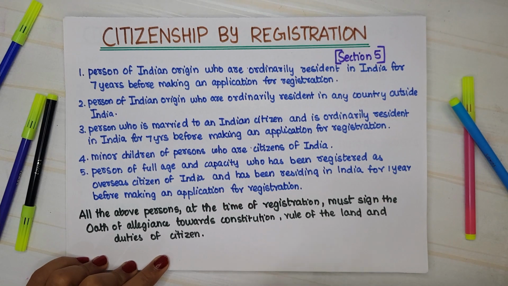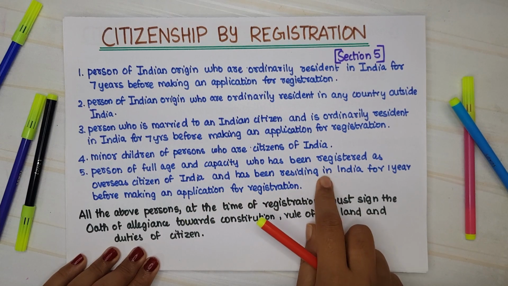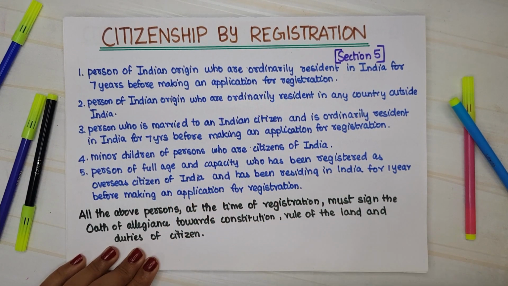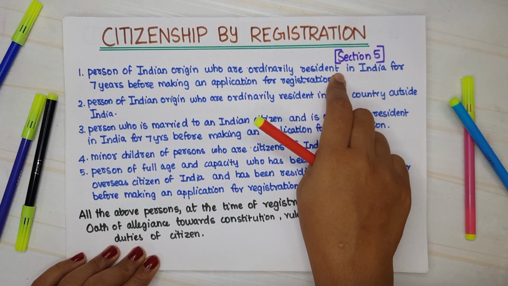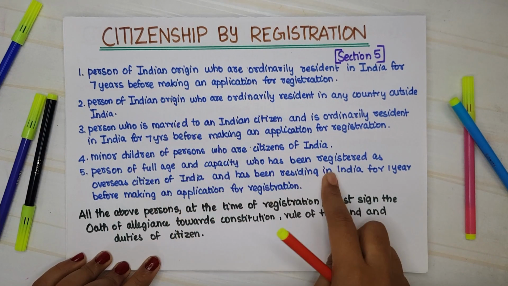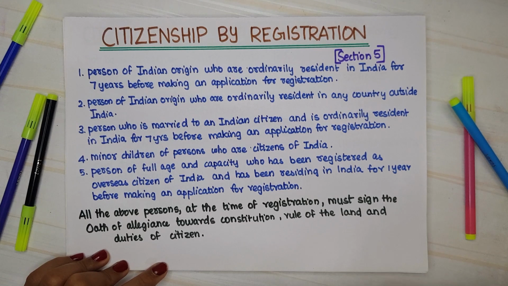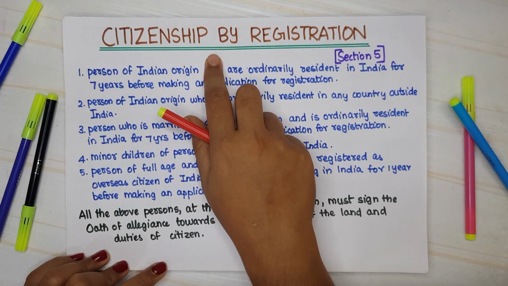Then the fifth one is that a person of full age and capacity who has been registered as an Overseas Citizen of India and has been residing in India for 1 year can apply for citizenship by registration. All the above persons, at the time of registration, must take the oath of allegiance towards the Indian Constitution, the rule of the land, and the duties of the citizens. These are the criteria to be followed for acquisition of citizenship by registration.